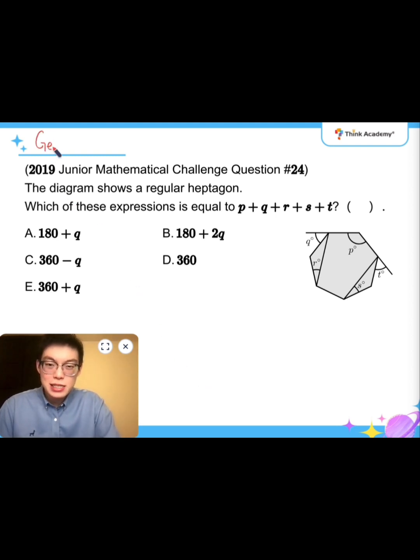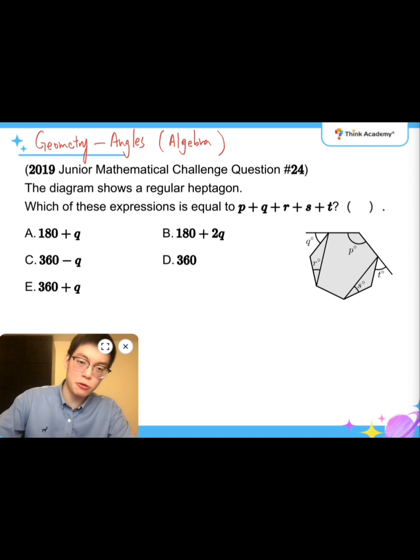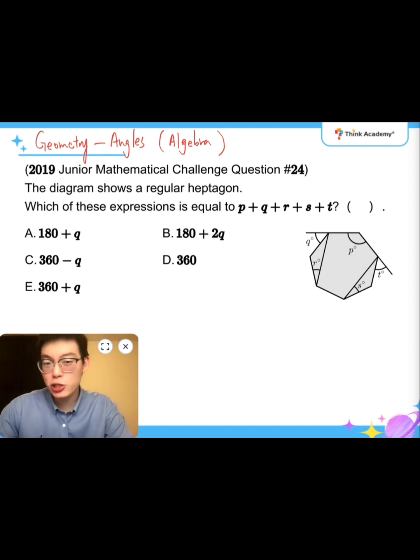I would say this is definitely a geometry question on angles, but it is also relating to algebra because we are expressing everything in letters, right? So it is like using letters to represent unknowns. So we can also say that it is related to algebra, depending on which part of it you're not able to do. Is it the algebra part or is it the angles part?